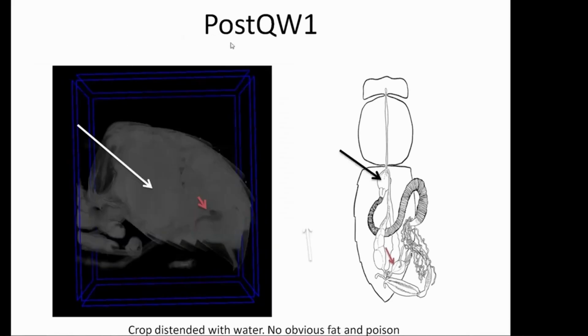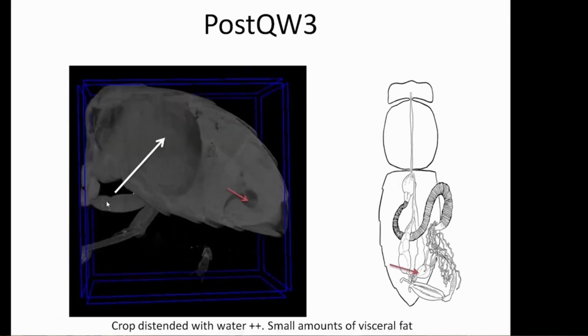Turning to the post-hibernation queens, predictably they had much less fat. I want to point out the white arrow looking at the crop. And so, unlike the diagram which shows the crop as a very modest little structure, when it's full of water, it can be very large indeed. So little fat. Again, another one with little fat. Again, her crop distended with water.